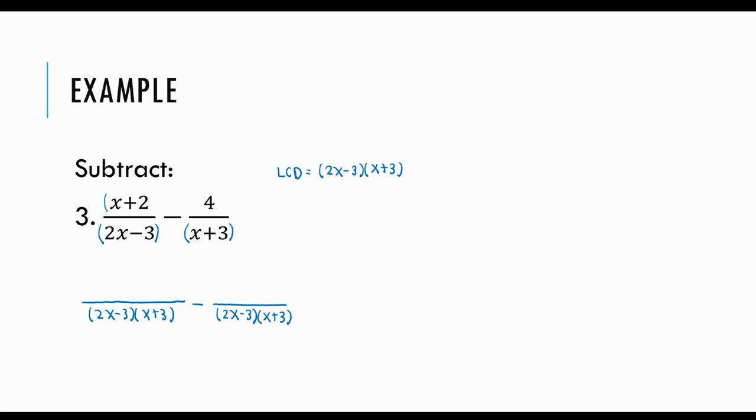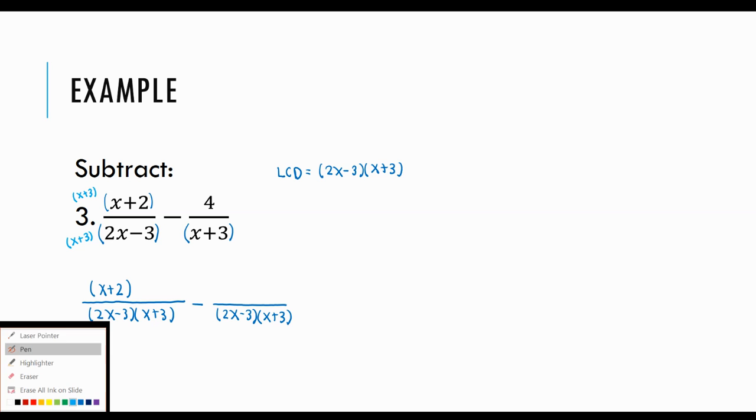Notice that my original numerator, x plus 2, is no longer just the numerator for the first fraction. My original fraction, the denominator got multiplied by the x plus 3 to get me the LCD. So if I do it to the bottom, I got to do it to the top. So that's why I then have x plus 3 being multiplied by it.